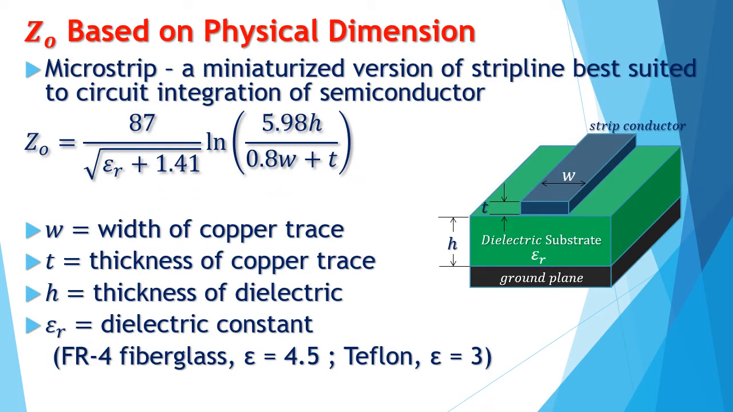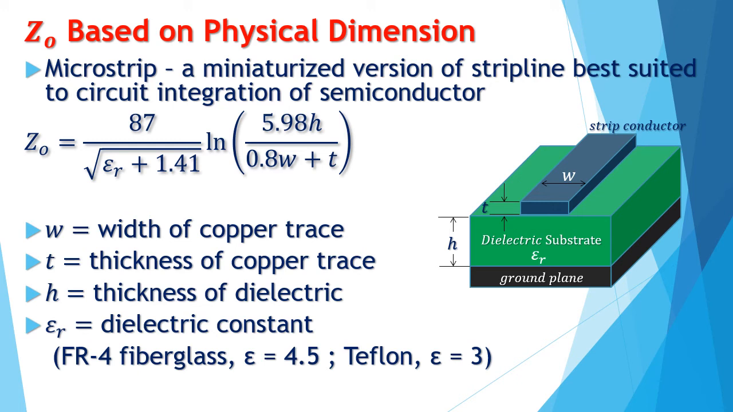Next, we have a microstrip. A microstrip is a miniaturized version of a strip line best suited to circuit integration of semiconductors. So the formula for the characteristic impedance of a microstrip is this. Z sub O is equal to 87 divided by the square root of epsilon sub R plus 1.41 times the natural logarithm of 5.98 times H divided by 0.8 W plus T.